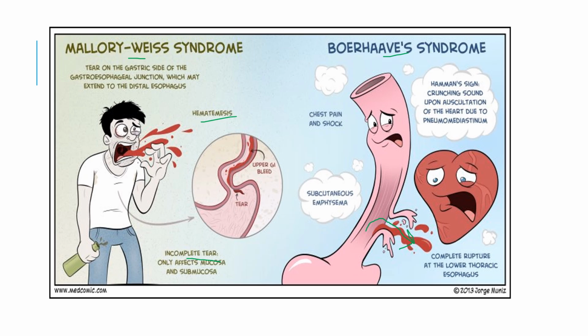So there is pneumomediastinum, and there is one classic sign called Hammond sign, which is a crunching sound upon auscultation of the heart due to pneumomediastinum. There can be severe chest pain and shock. The patient can be in shock. There can be subcutaneous emphysema. It is the complete rupture of the lower thoracic esophagus.